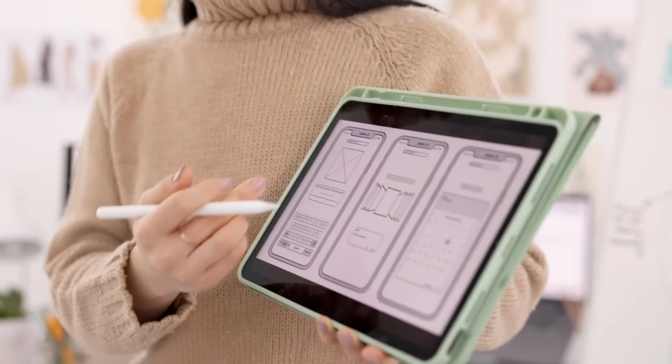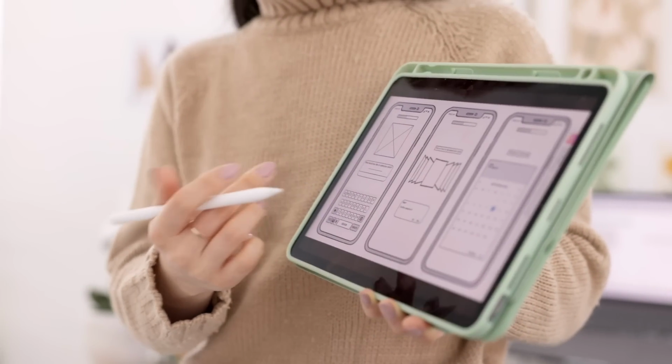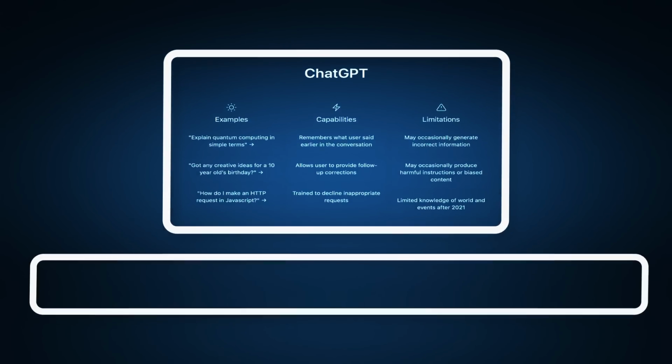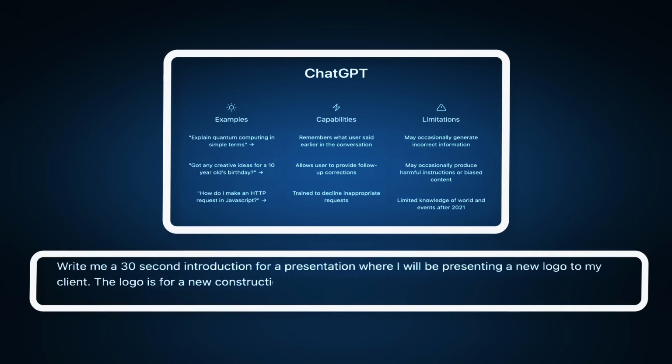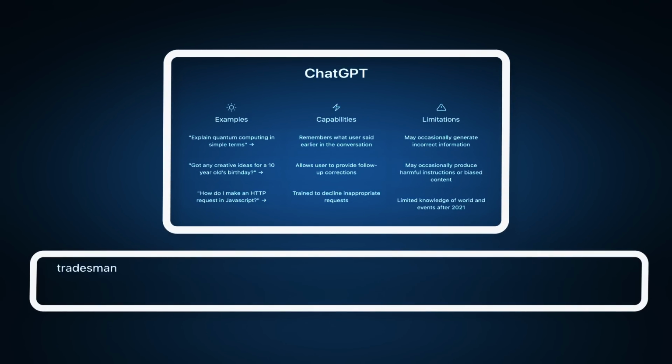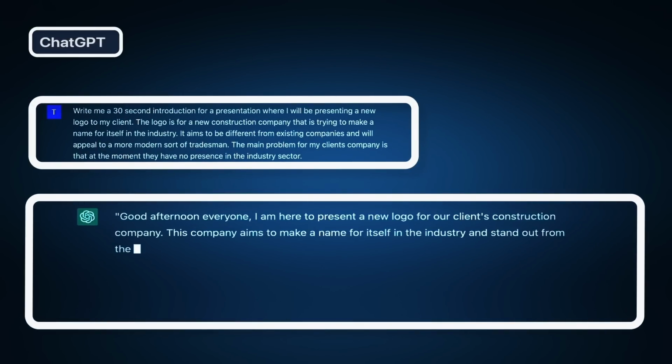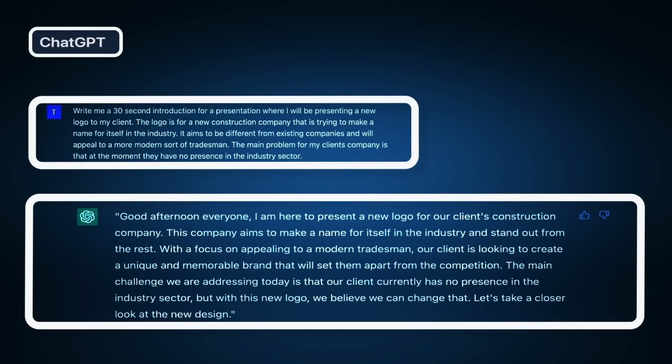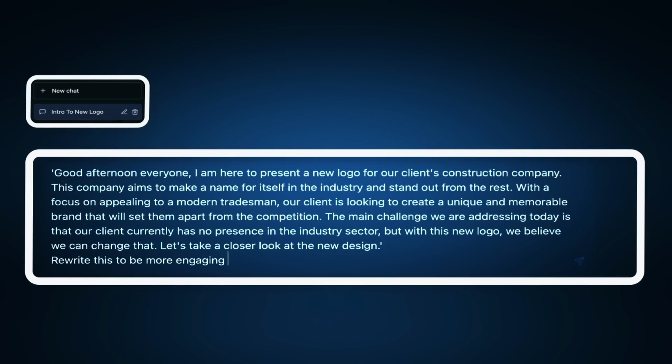Now the next tip is a big one for us graphic designers. Presenting our designs to clients can be tough, but let's ask ChatGPT to write us an intro to our pitch. And we're going to put in some basic points of the brief and the client's needs. Okay, well, the results aren't all that great, to be honest. And I'm going to copy that and then ask it to rewrite it to be more engaging and more captivating.